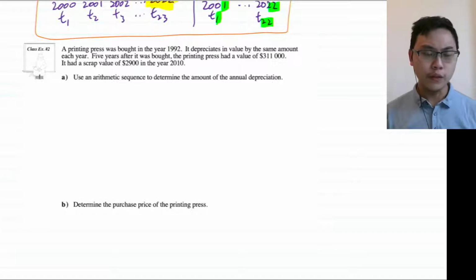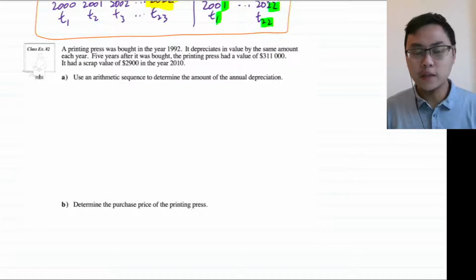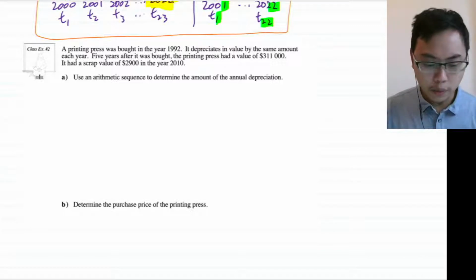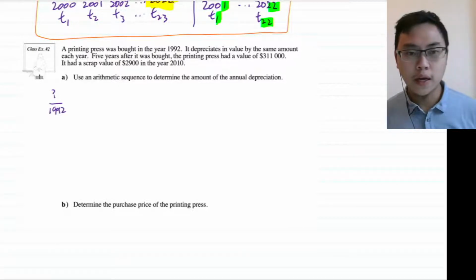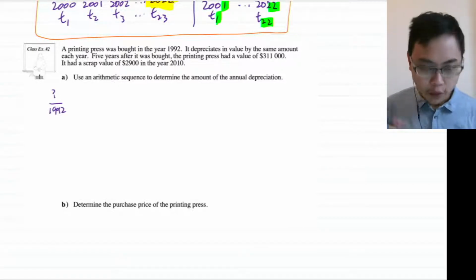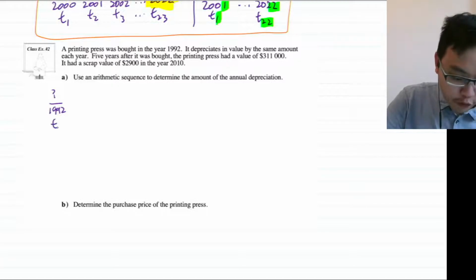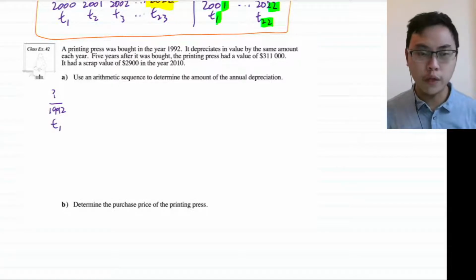Now, year number is a little bit hard to determine. Now, let's just quickly draw a timeline. In 1992, it had a purchase price of something, which is going to be T1 for me. Now, I just prefer to use T1 as the first term.